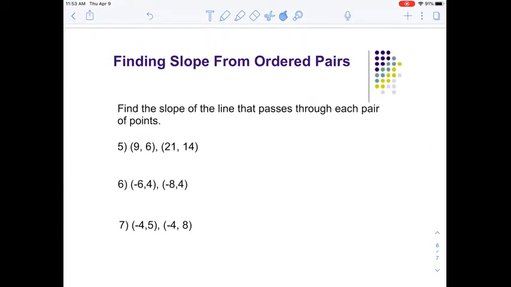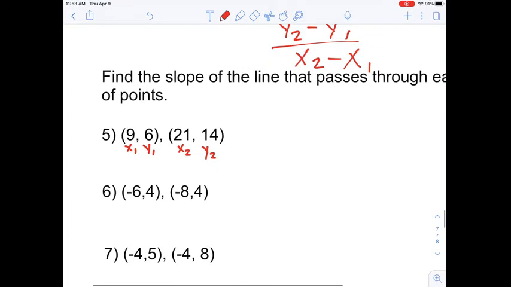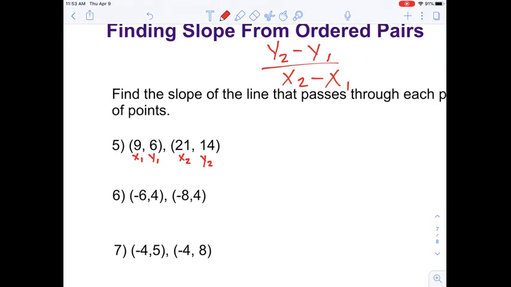Finding slope from ordered pairs. So we are going to find the slope of each of these lines. We are going to use that formula, y2 minus y1 over x2 minus x1. What I like to do first, you don't have to, but I like to label these. So I'm going to do x1, y1, x2, y2. And then I'm just going to plug them in.